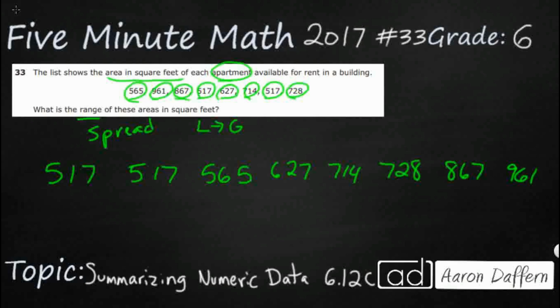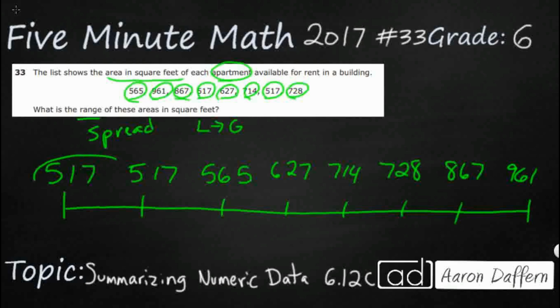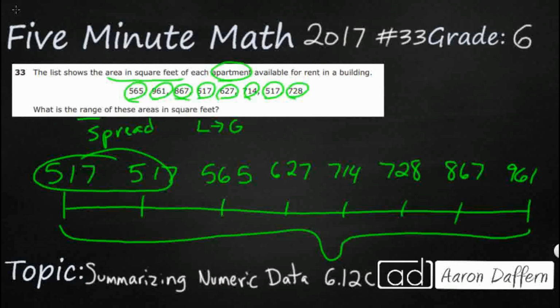greatest. So how far apart are these numbers? Well, imagine that these numbers are on a number line here. Now this is not proportional because some of these numbers will be really close. Obviously these 2 517s will be right on top of each other. But you're looking to see how far apart is it from the smallest number to the greatest number. This is what you're going to be working with here.